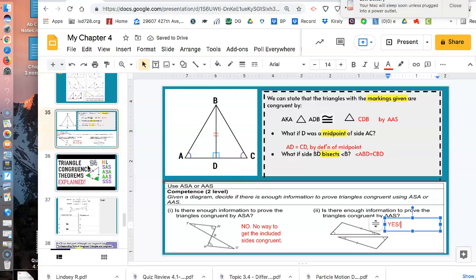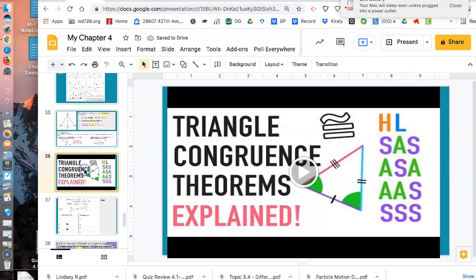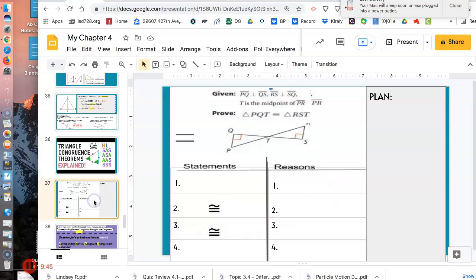Next up, we watched this little video, so I suggest you click on it. It's really good. It's got some great animation, and then we wrapped it up with this proof. So we're given that we've got some perpendicular lines, so a right angle's been put in there, so I think it's safe to say that it's given that these two angles are congruent. T is the midpoint of PR.